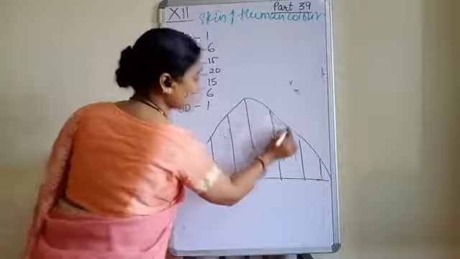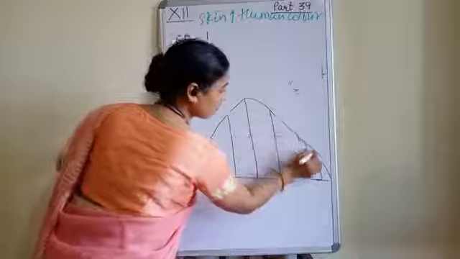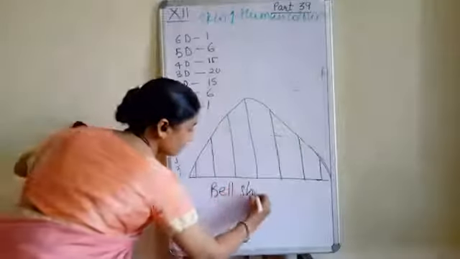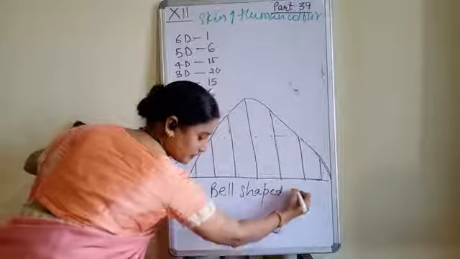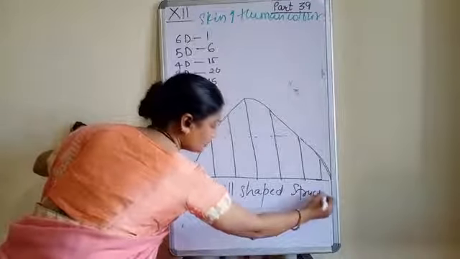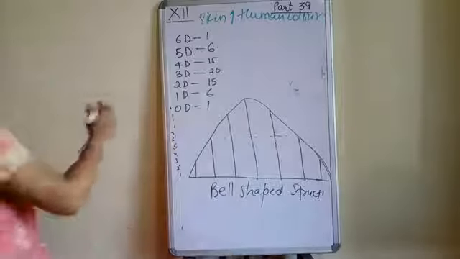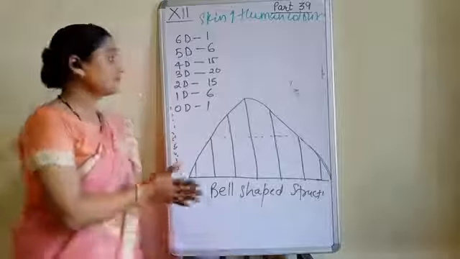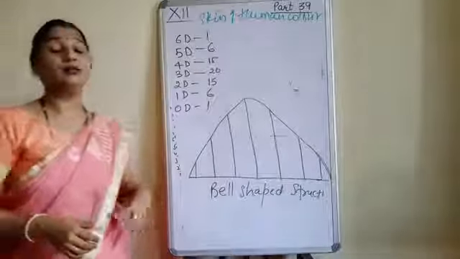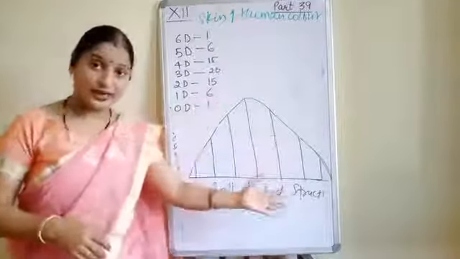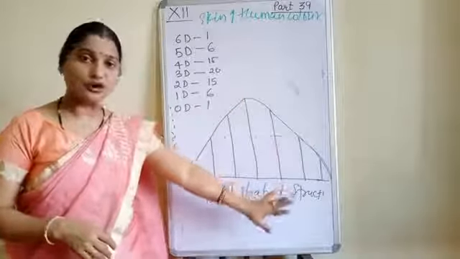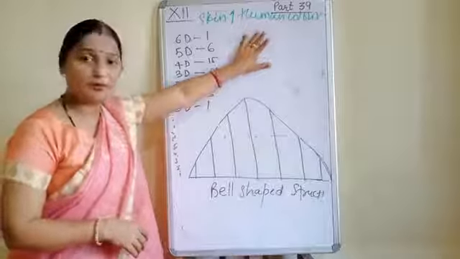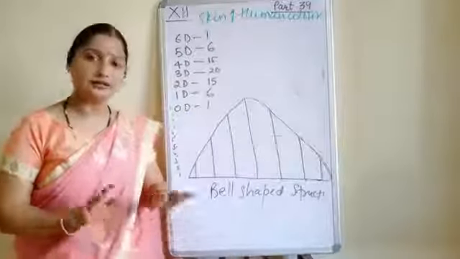Okay. We can write down it is a bell-shaped structure. So human skin color is of bell-shaped structure. Clear? So this was all about polygenic trait, trihybrid cross on human skin color given by Davenport in 1910.